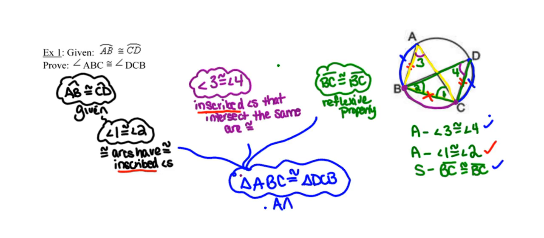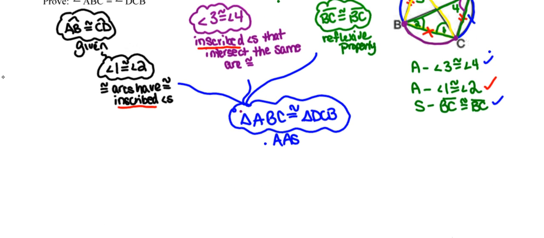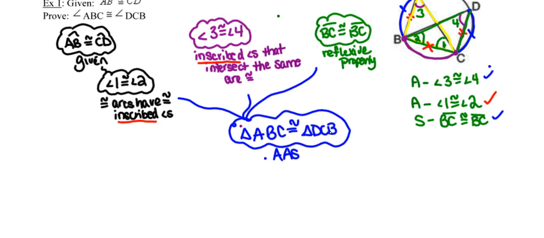And once the triangles are congruent, I know that all of their corresponding parts have to be congruent as well. So now I'm all poised to go ahead and say that angle ABC is congruent to angle DCB.